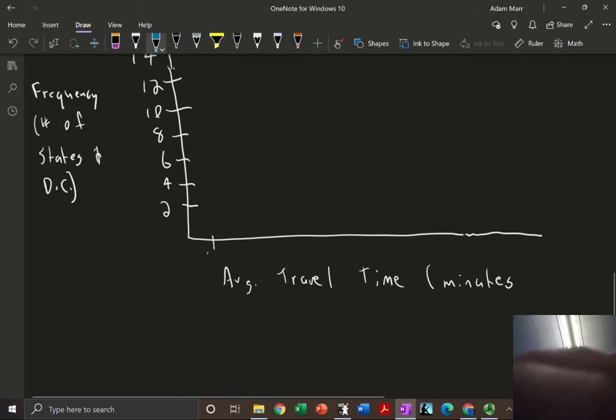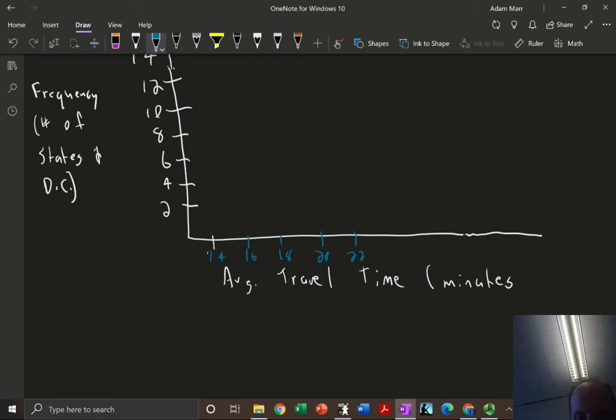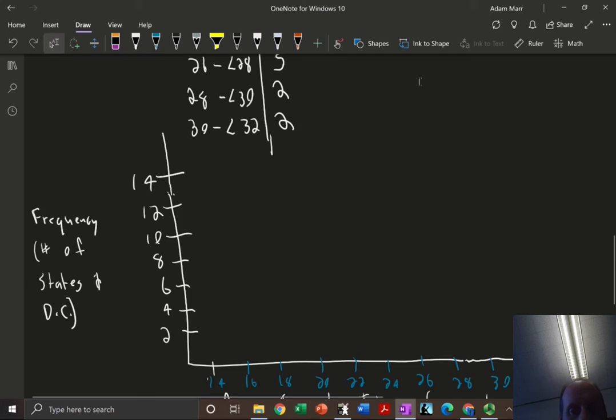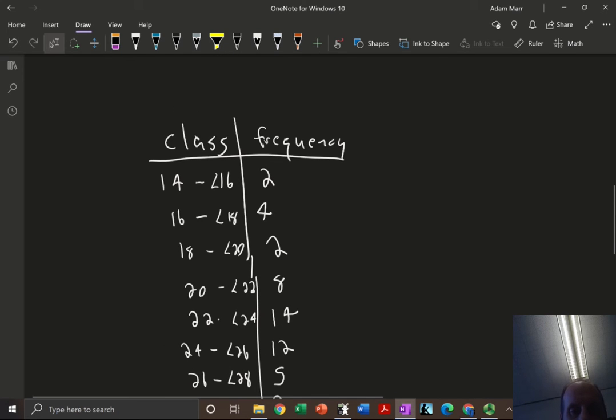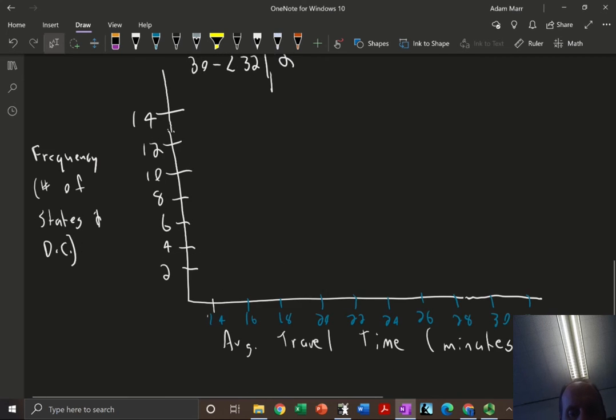I'm going to use a different color. So I'll say 14, 16, 18, 20, 22, 24, 26, 28, 30, and I think we went up to 32, if I'm not mistaken. There we go, very good. All right, so we're ready to do it. So what do we have here? We have 2, 4, 2, and 8. Let's go and do it.